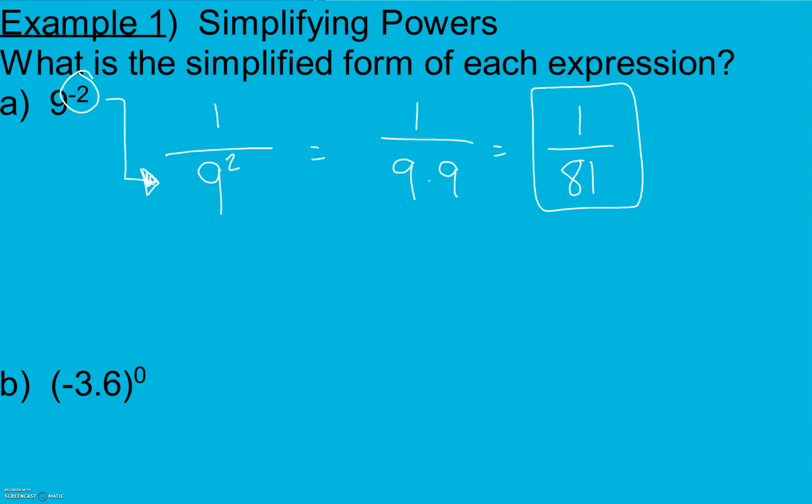In B, we have negative 3.6 raised to the 0 power, and we know that anything raised to the 0 power is always just 1.